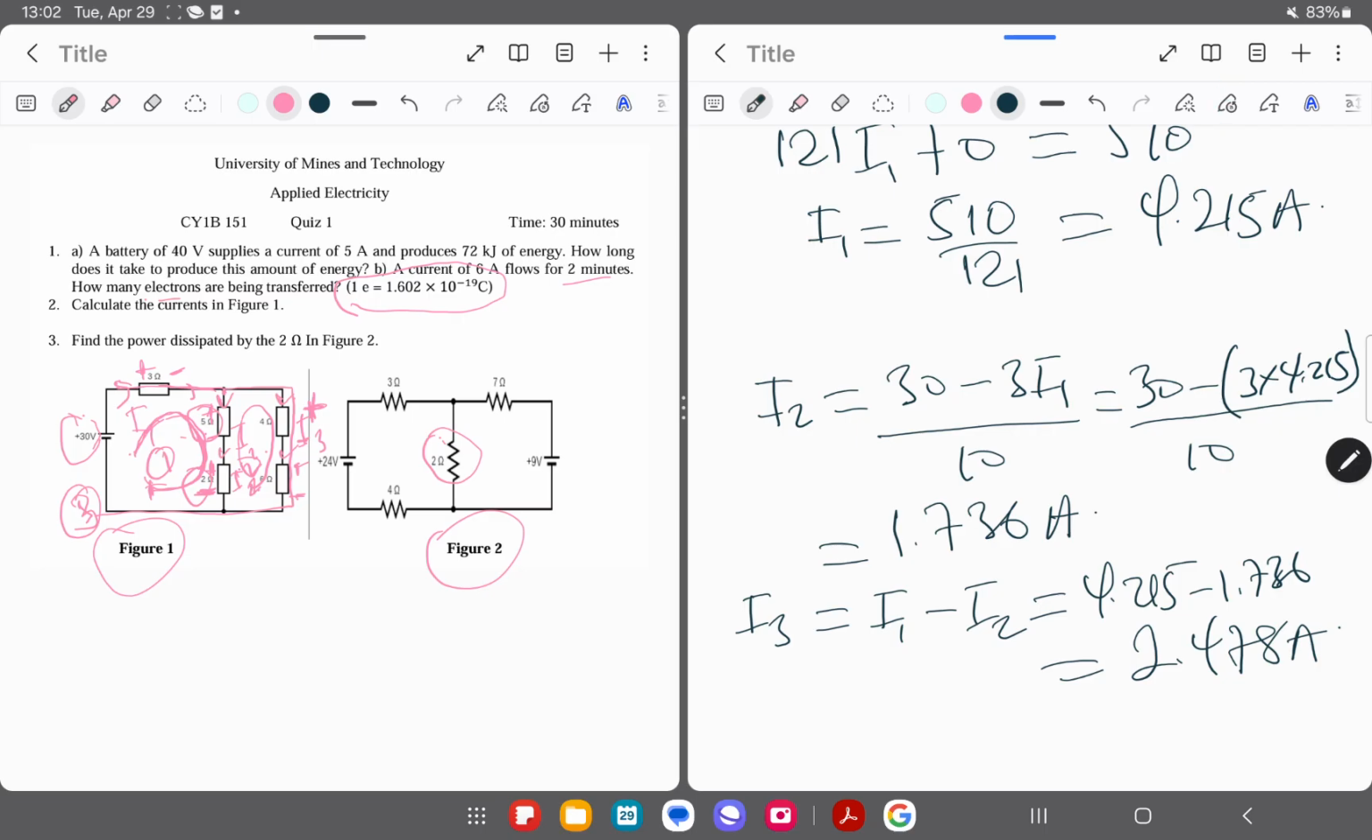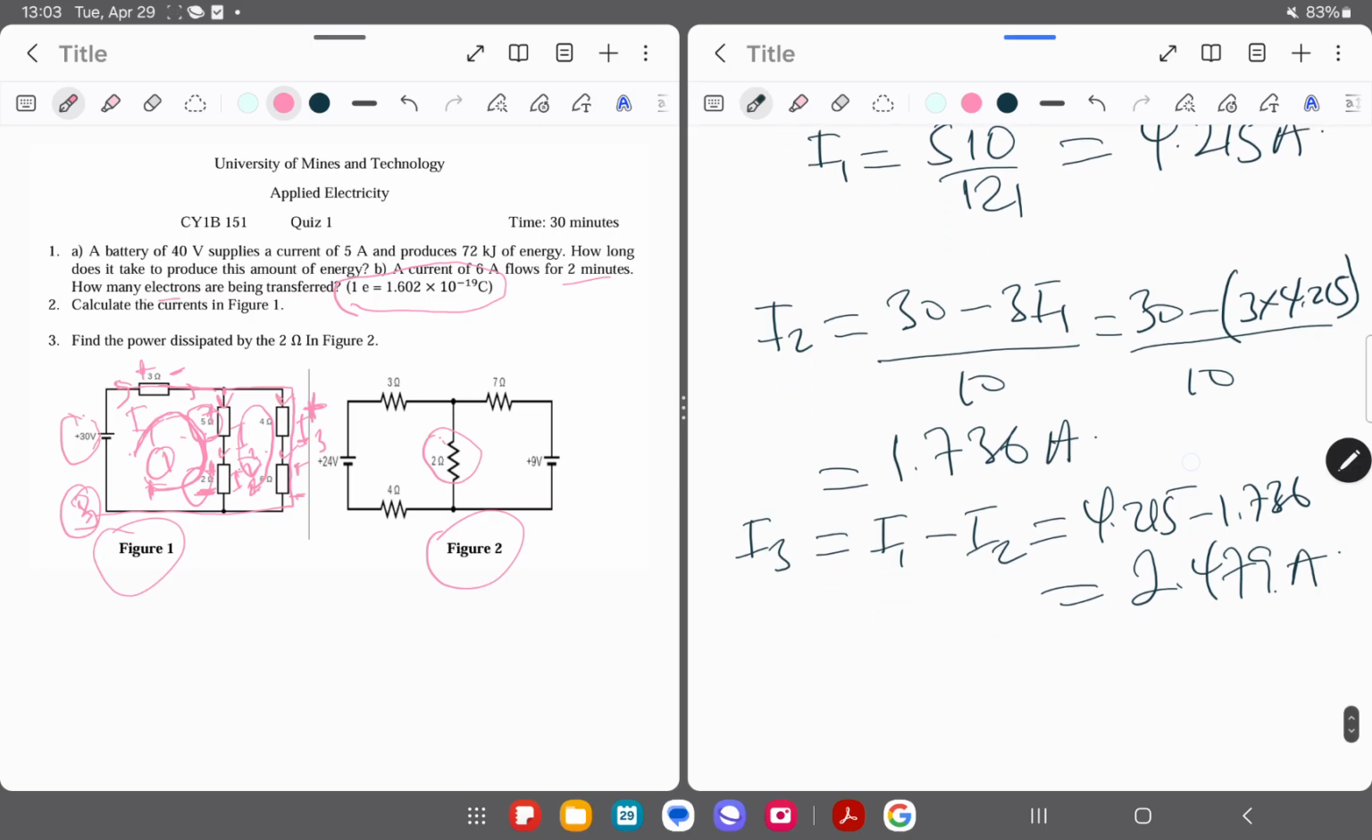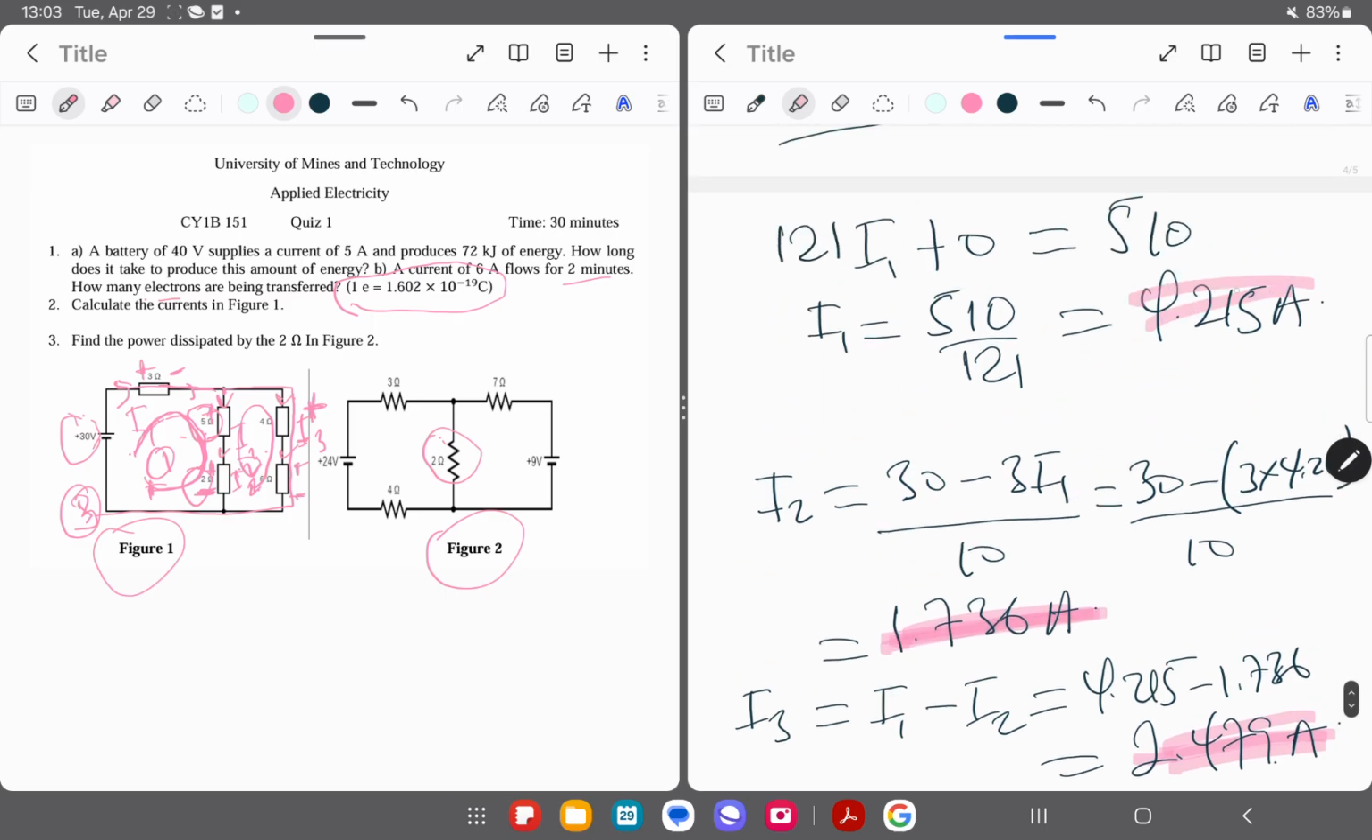So I have here, let me make this, yes, it's 2.479, right? So we get this as our answer. I have now my I3 here, I2 is also here, and then my I1.